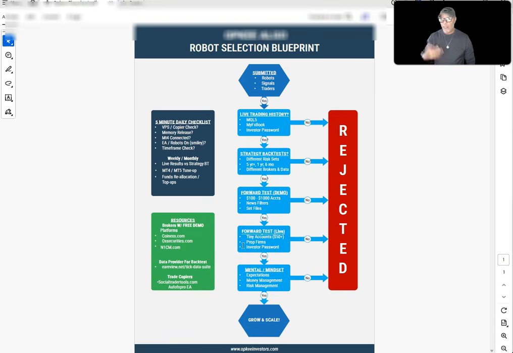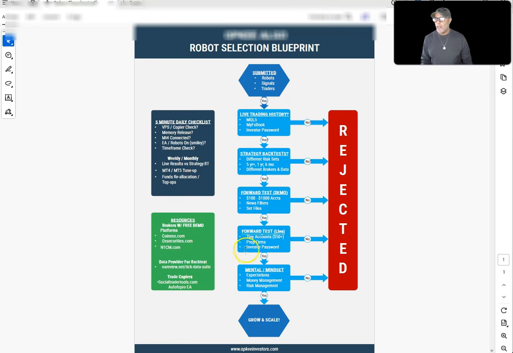prop firms. In other words, I can go to FTMO and get a $10,000 prop firm account because their data, not necessarily data, but their trading environment really isn't set up for you to win. But it at least shows me how my robots would perform in that particular environment.